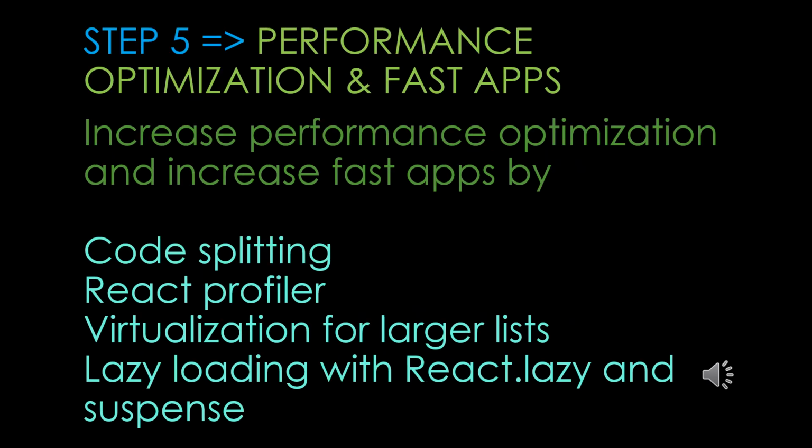Step 5 is performance optimization and making fast apps. To increase performance and make apps fast, we can use code splitting, and we can use the React Profiler. We can have virtualization of larger lists, and we can have lazy loading with React.lazy and Suspense.